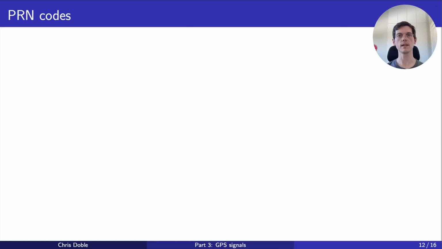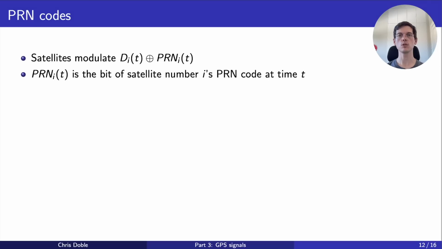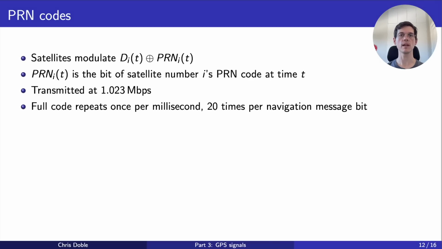Well, instead of modulating the navigation message onto the carrier wave directly, as we did in the previous section, a GPS satellite first computes the exclusive OR of its navigation message and its PRN code, then modulates that. I've introduced the term PRN i of t to represent the bit of satellite number i's PRN code at time t. The PRN code is transmitted at 1.023 megabits per second, which means the full code repeats once per millisecond, or 20 times for every navigation message bit.